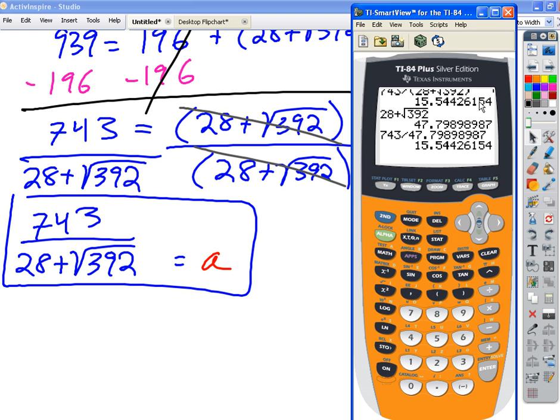Okay. There's even another way to do it. There's just an embarrassment of riches here. If I were to calculate 28 plus the square root of 392, hit enter, just like before, I can also say 743 divided by, and on the calculator, notice that right behind the negative sign it says ANS. It means answer. So if I hit second answer, what that means is it's going to pull the last answer that the calculator computed and plug it in right there. Same answer. Okay. So that's how we'd use a calculator to do this.